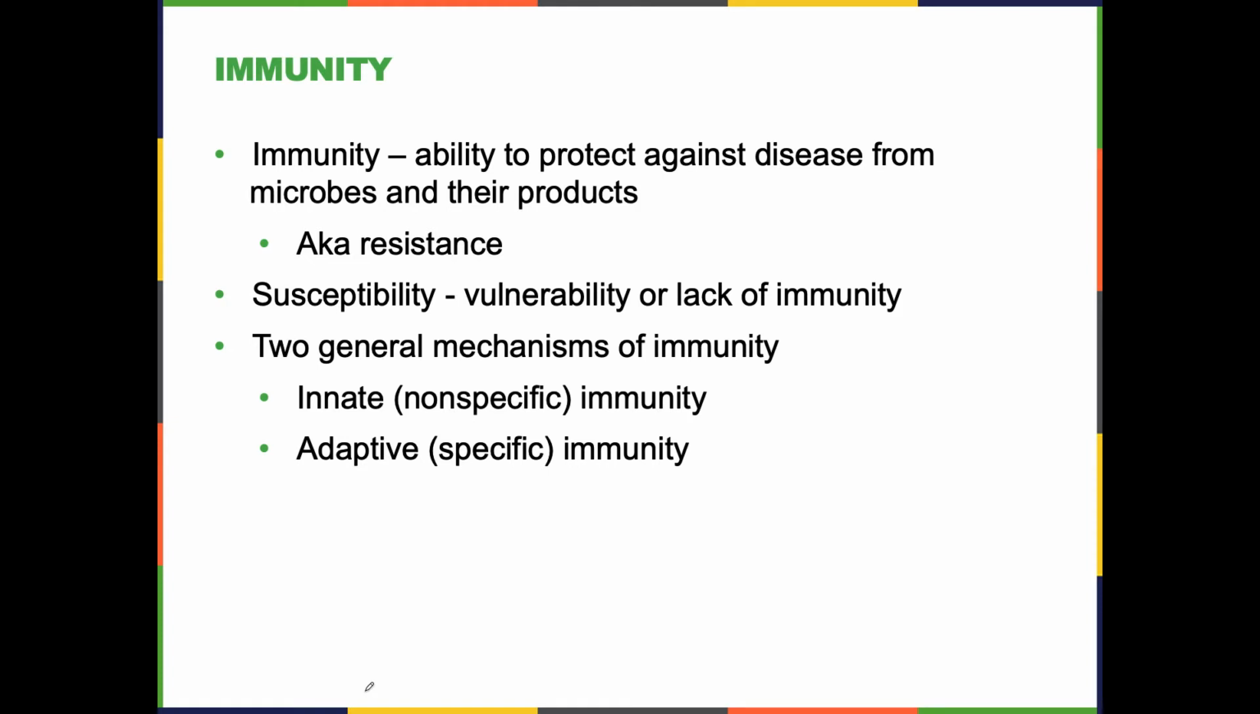There are 2 general arms of the immune system: the innate or non-specific immune system, which we'll talk about in this module, and then the adaptive or specific immune system, which we'll talk about in the next module. We often talk about these as being 2 separate arms of the immune system, but the reality is that they are very much interconnected. A lot of what happens in the innate immune response talks to the adaptive immune response, and the adaptive immune response is very much dependent on the innate immune response. So they're very much hand in hand.